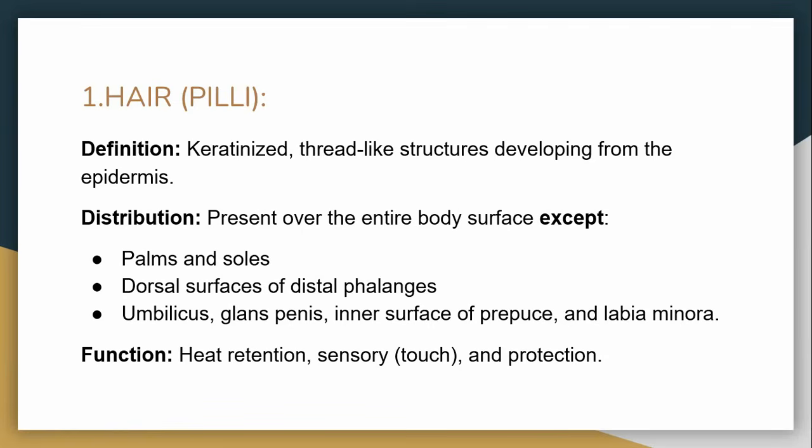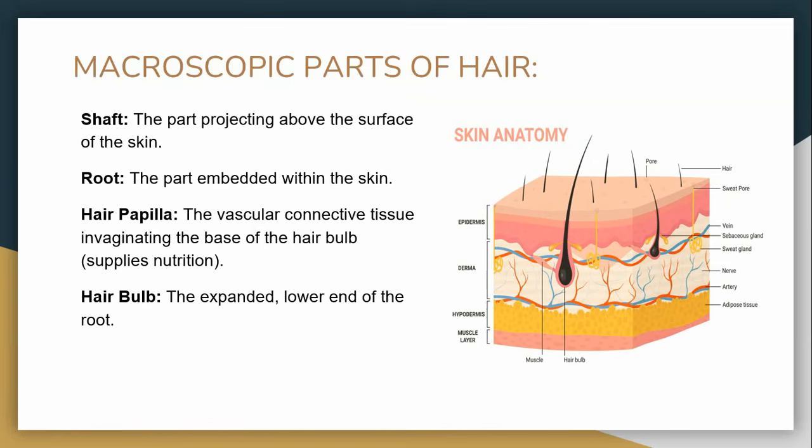Now, distribution. This can come as an MCQ as well: hairs are present all over the body, but there is no hair on the palms and soles, on the dorsal surfaces of your distal phalanges, the umbilicus has no hair, the glans of the penis has no hair, and the inner surface of the prepuce and the labia minora do not have any hair. And what is hair meant for? Protection, retaining heat, and they also are sensitive to touch.